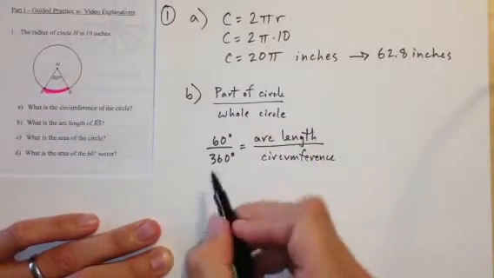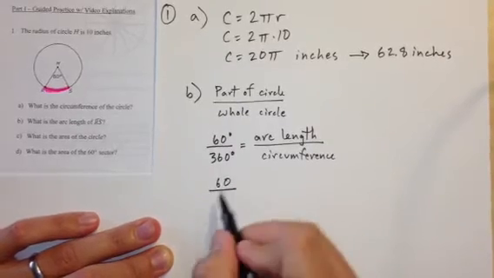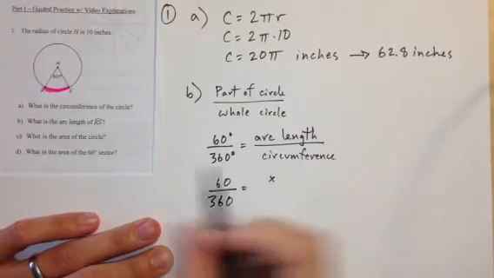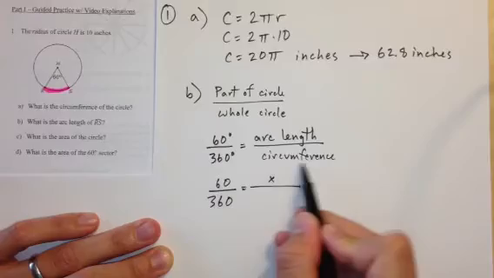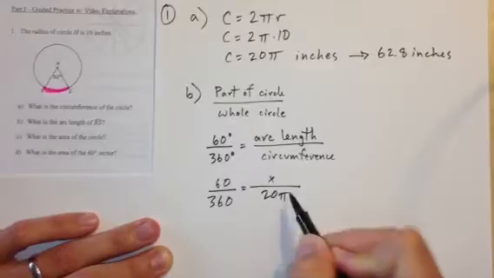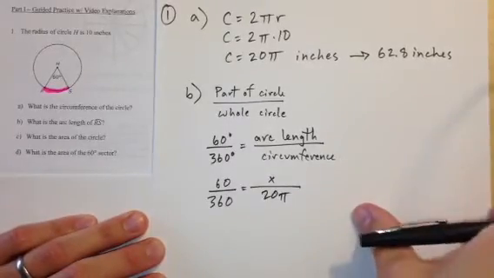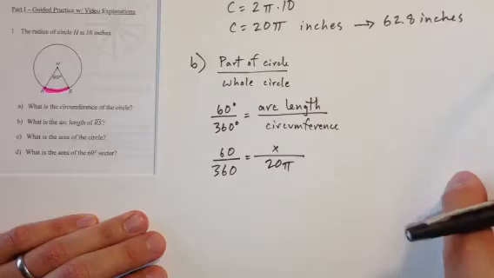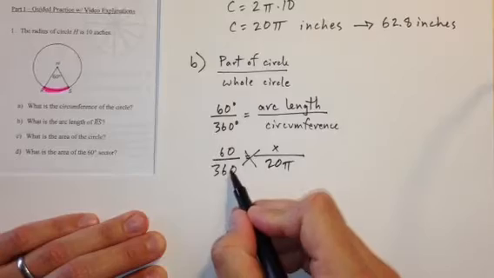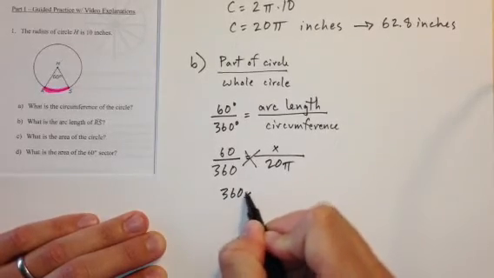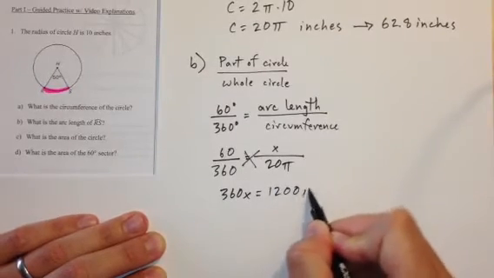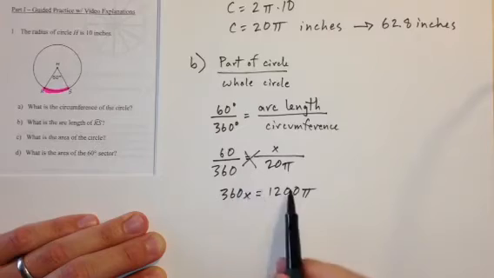So when we rewrite our proportion, I'm going to say 60 over 360 equals x, the arc length, because that's what I'm trying to find, over the circumference, which I found in part A, which is 20 pi. And I'm just going to keep it in terms of pi for the ease of multiplying. So now I cross multiply. I get 360 times x is 360x. 60 times 20 pi equals 1200 pi.